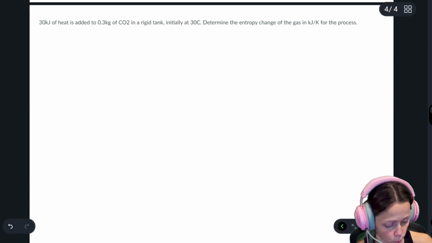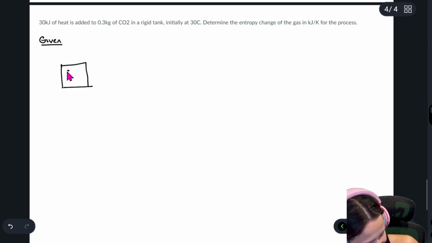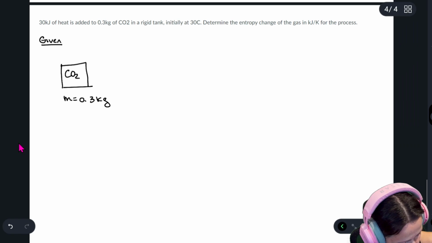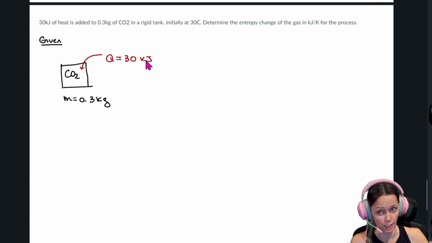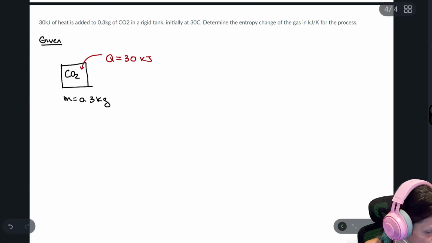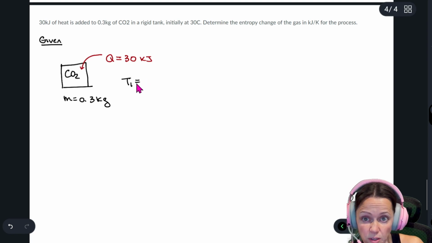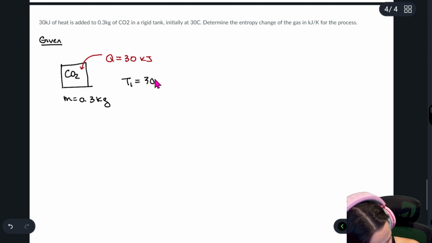So let's go ahead and write down what we know. And sometimes a picture is good. Here's my mass of CO2, a mass of 0.3 kilograms. I'm going to add some heat. Here's our Q going in, 30 kilojoules, and it's a positive 30 because it's going into the system. Initially, T1 was 30 degrees.